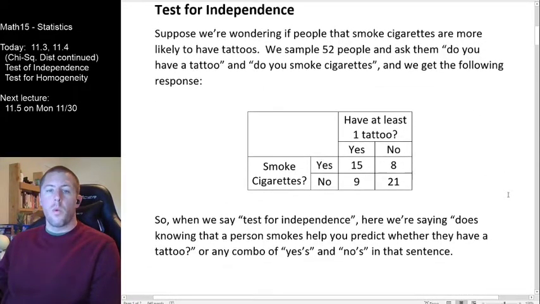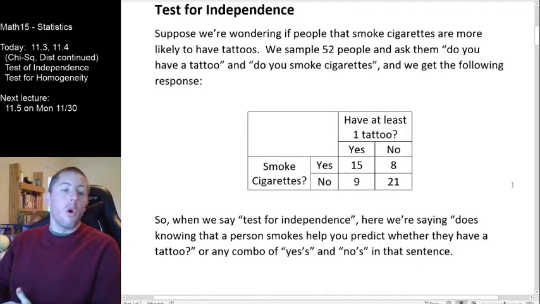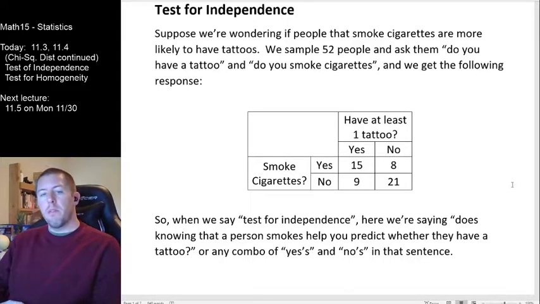So suppose we're wondering if people that smoke cigarettes are more likely to have tattoos or related questions like that. We sample 52 people and we ask them, do you have a tattoo? And do you smoke cigarettes? And we're going to get these following responses. And by the way, we're considering tattoo to be a categorical variable. Either you have at least one or you do not. And you either smoke cigarettes or you do not. So these are yes, no categorical questions that we're asking here.